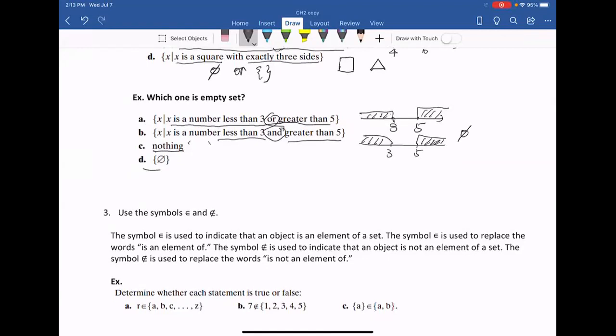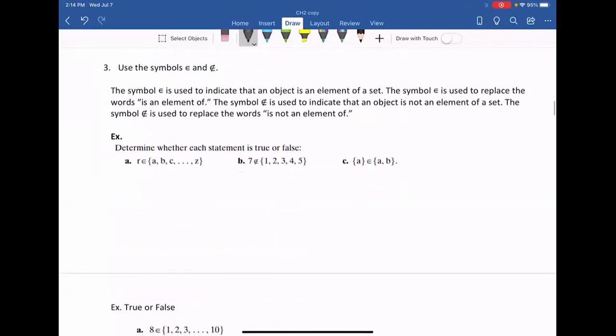Next one, we mentioned this maybe 10 minutes or 2 minutes ago. I forgot. So for the empty set, we can only use phi or the braces without anything in them. We use these two to represent the empty set. We can't use this in our notation. So for this question we choose B. Let's move on to part 3.